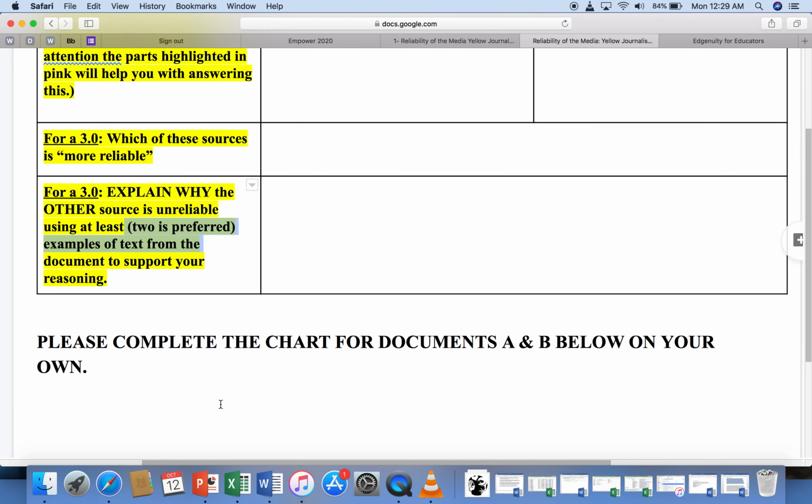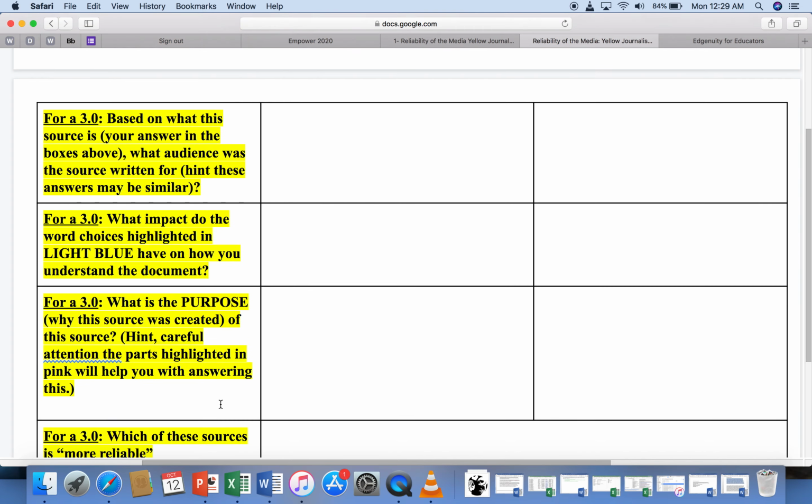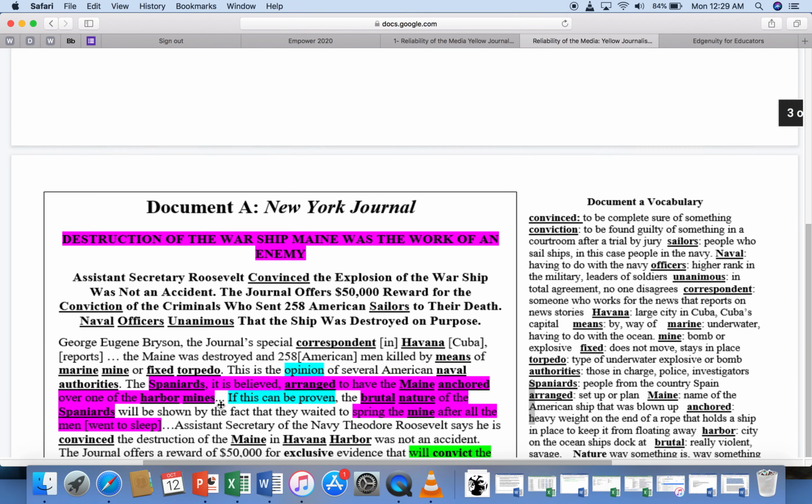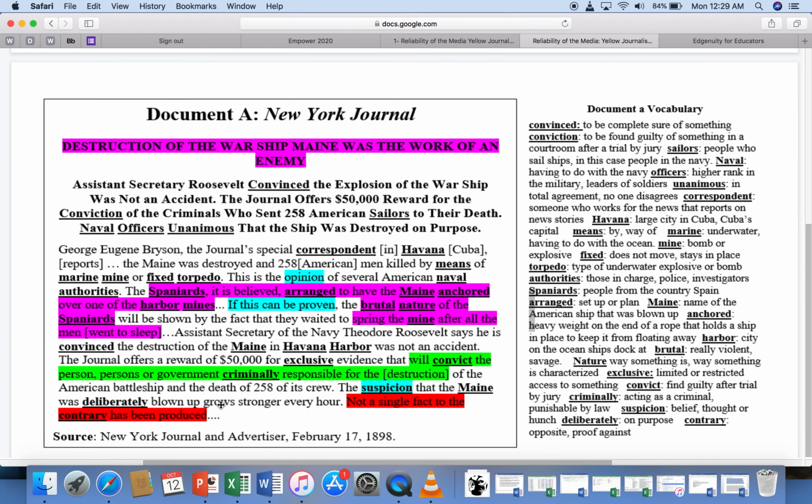Okay, then it says, please complete the chart for document A and B below on your own. So this entire chart here is what we're going to be doing as a sample, and then basically you're going to repeat the exact same thing. Here are 2 different sources, right?